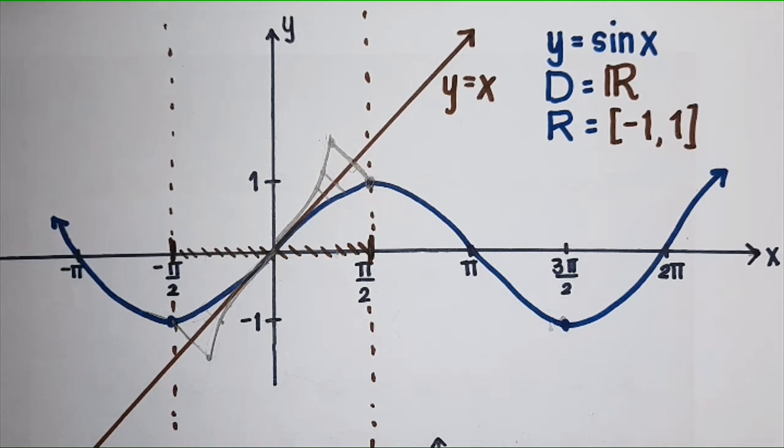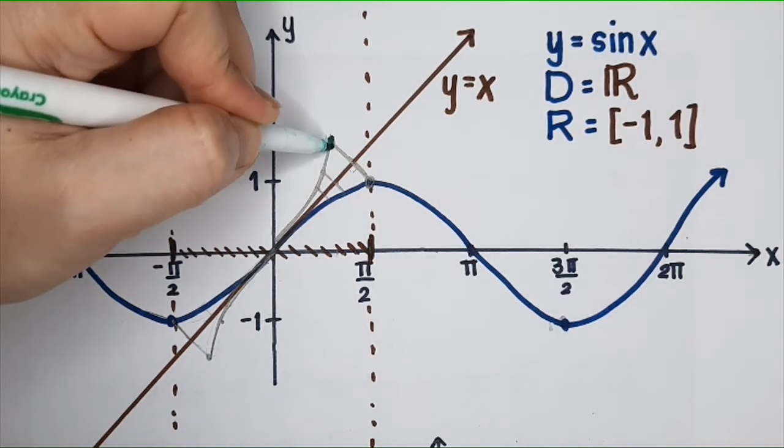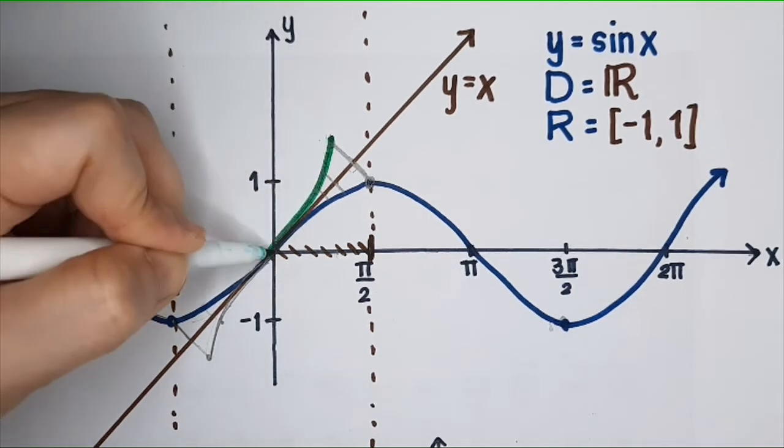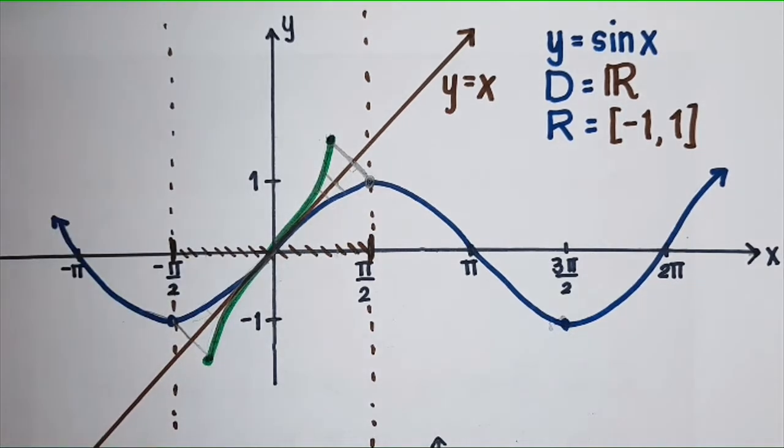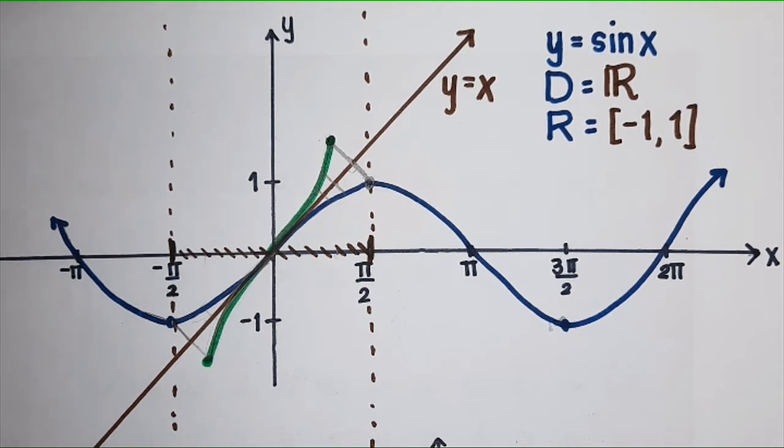Yung color green, yan na yung graph ng inverse sine function. Okay? So, may isa na kayong alam ng relationship ng isang function at saka ng inverse niya. Ano? The graphs of a function and its inverse are symmetric with respect to the line y equals x.